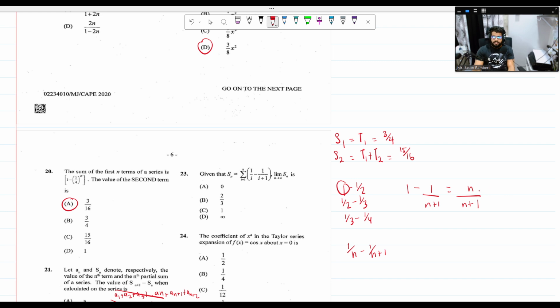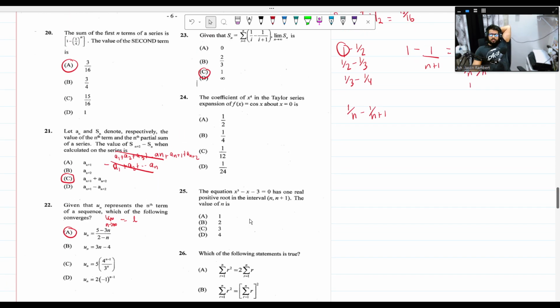And as n tends to infinity, I'll divide this by n, I'll divide this by n, and I'll divide this by n. So we get 1 on top, 1 below, and 1 over n goes to 0 as n tends to infinity. So the answer for 23 is 1.